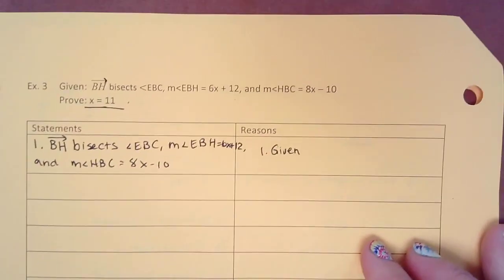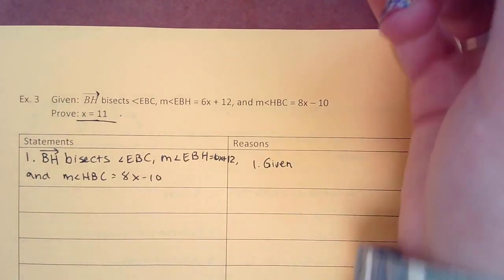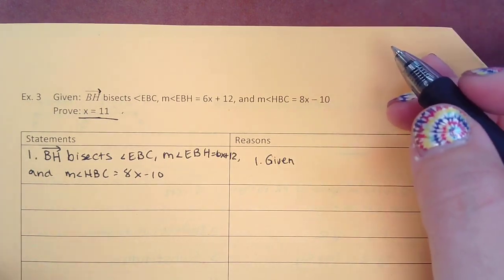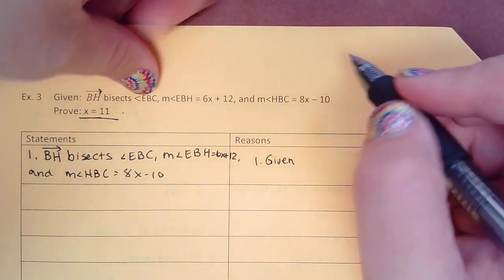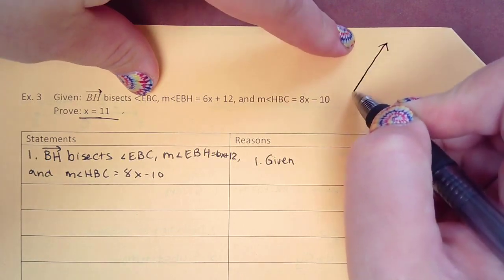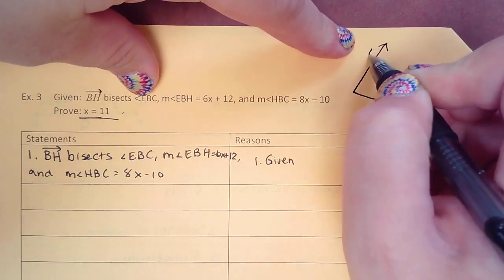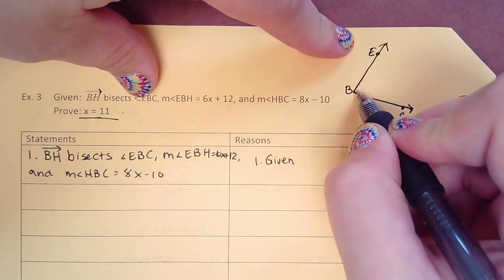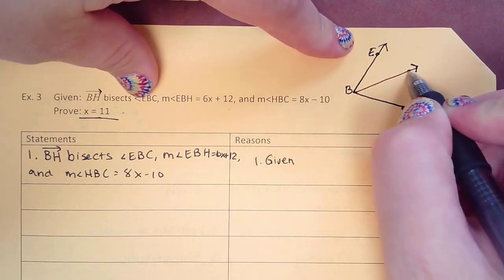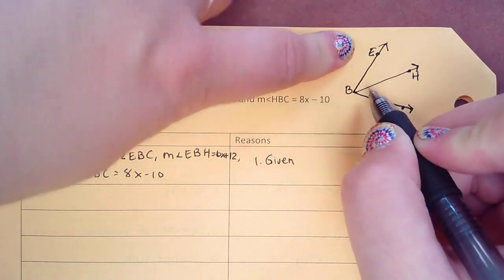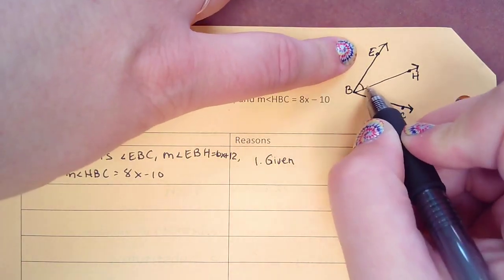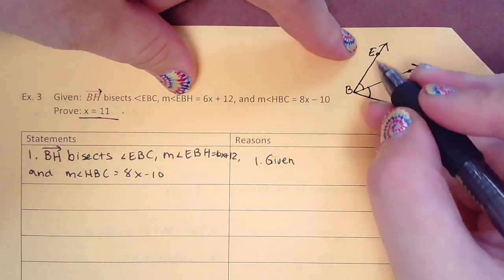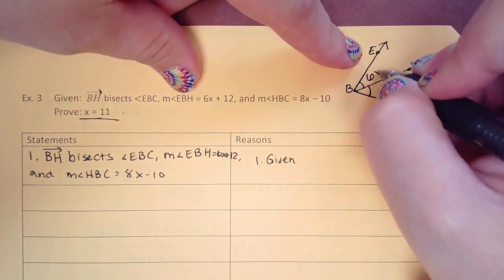Okay, now that you've written your whole first step down, and if you haven't, pause the video because I'm going to move on. We're going to go ahead and just sketch the picture. So BH bisects this large angle. So we have angle EBC, and it's bisected by BH. Well, the word bisect itself tells us that these two things are congruent. Cool. Okay, so now EBH is 6x plus 12.